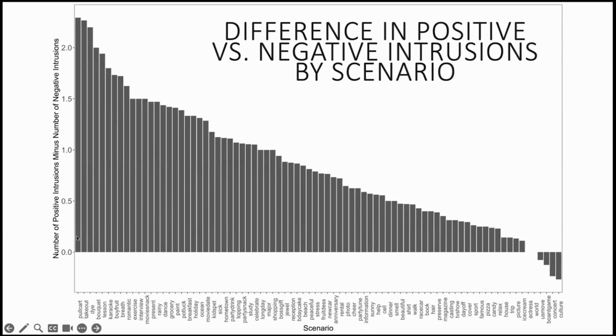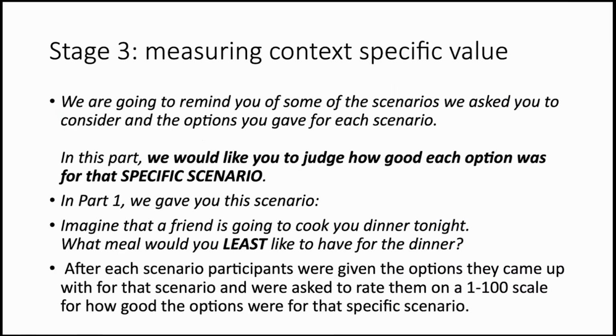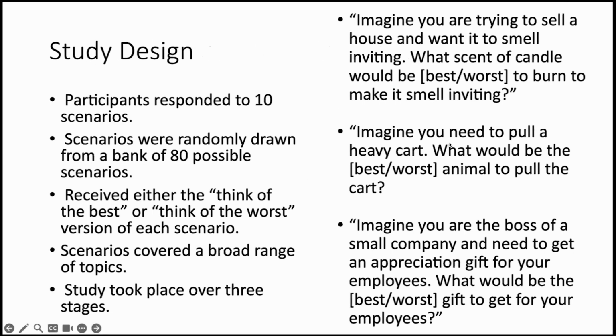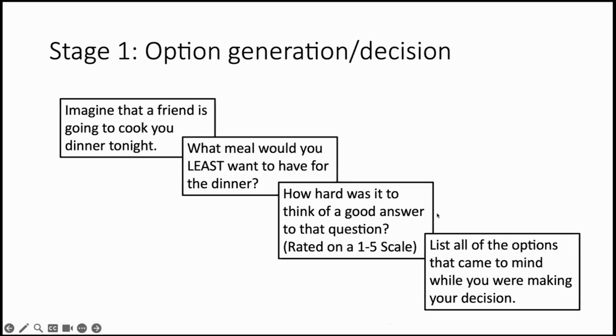Interestingly, just anecdotally, the one where we find the biggest difference is that pull cart example, which I actually showed you. Imagine you need to pull a heavy cart. What would be the best or worst animal to pull the cart? I think one thing that's nice is that these are pretty arbitrary cases where you're having to generate options, and they're varying a lot of different ways. Whether it's about what kind of food you want your friend to make you, or you're trying to get a gift for a friend, or you're trying to think of an animal to pull your cart, we find this effect quite generally.